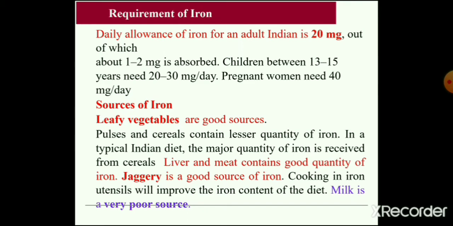The non-vegetarian sources are mainly liver and meat, and they are rich in iron. Then jaggery is another good source of iron. That is why for children we used to give porridges with jaggery added. Then cooking in iron utensils will improve the iron content in the diet. Another thing is that milk is a poor source of iron.